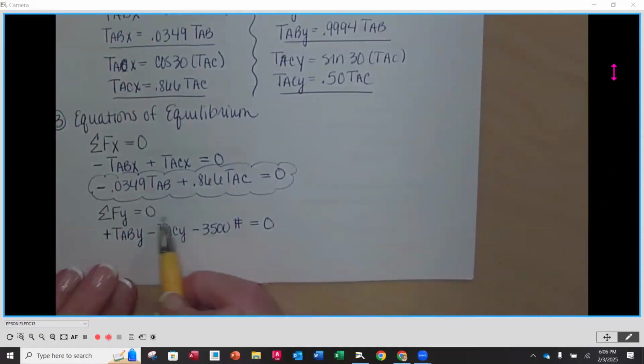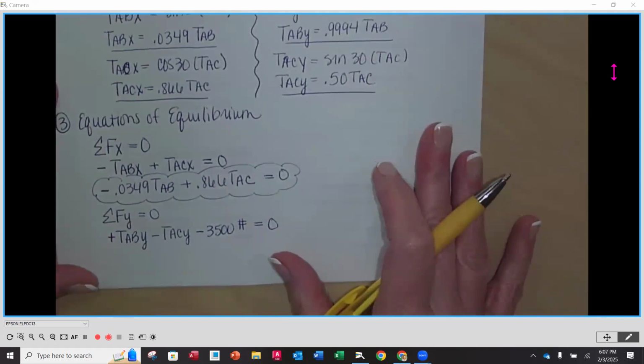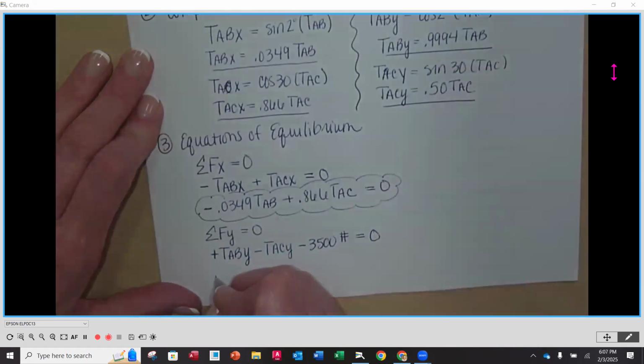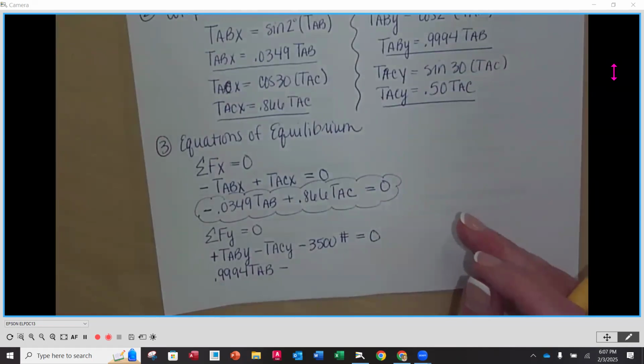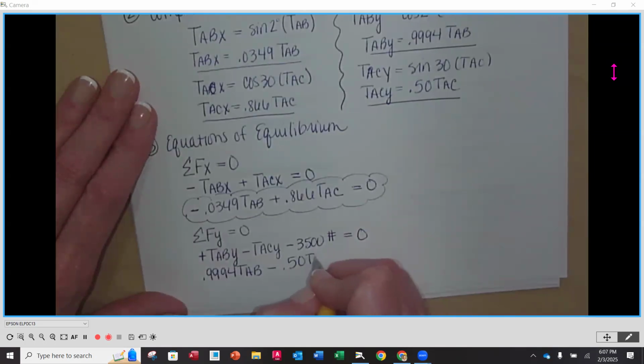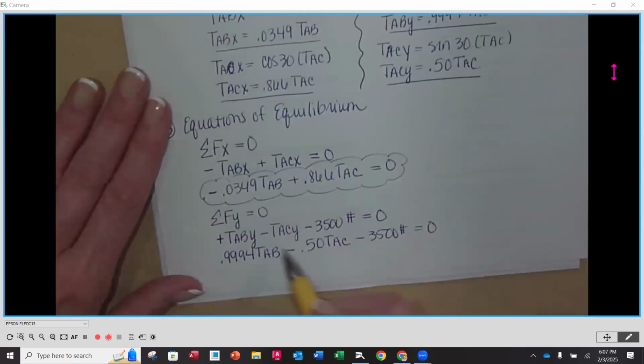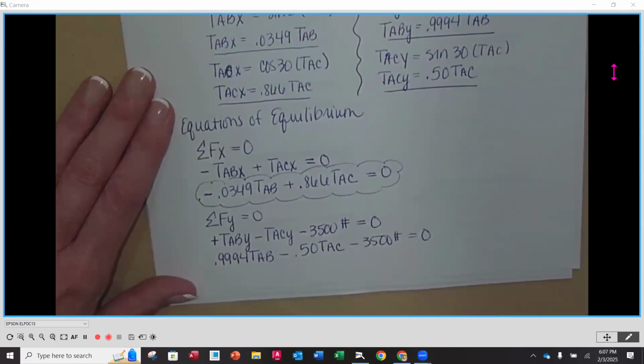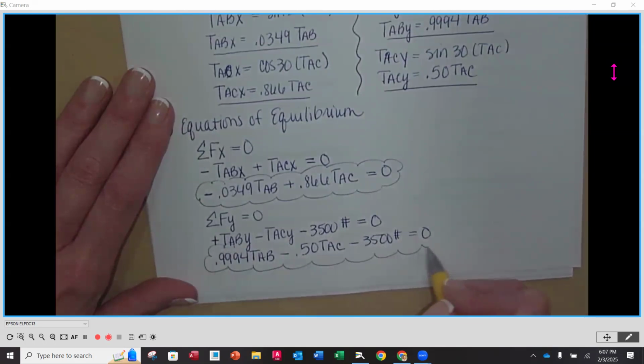So again, sum of the forces in the y on the left-hand side equal to 0. And now we're going to substitute their values in terms of their hypotenuse. So the TABY is equal to 0.9994 TAB. I didn't round that one. You might say, why didn't you just put it to 1? I like to hold 4 and 5 decimal places in the problem and then round at the end, okay? And then I'm going to have my TACY, which is 0.5 TAC. And then minus 3,500 is equal to 0. Now, here again, we've got 2 unknowns, TAB and TAC. But now what do we have?